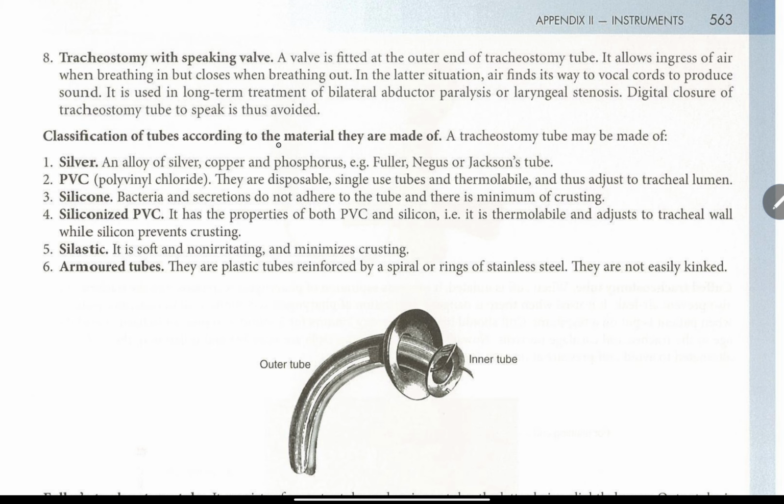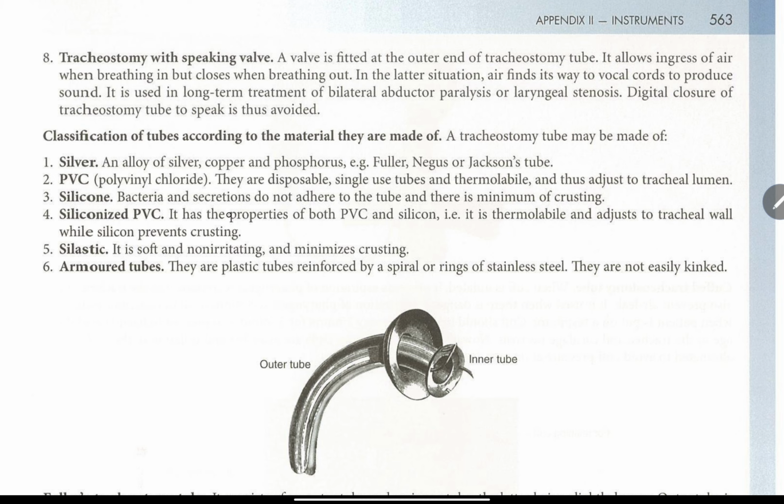Classification of tubes according to the material they are made of. A tracheostomy tube may be made of: 1. Silver, an alloy of silver, copper, and phosphorus, example Fuller's, Negus, or Jackson's tube. 2. PVC, polyvinyl chloride. They are disposable single use tubes and thermolabile and thus adjust to tracheal lumen. 3. Silicone. Bacteria and secretions do not adhere to the tube and there is minimal crusting.